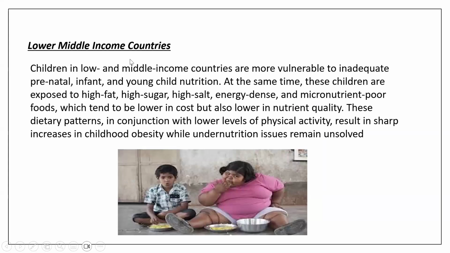Lower middle income countries are specifically prone to the double burden of malnutrition, as the children in these countries are vulnerable to inadequate prenatal, infant, and young child nutrition. At the same time, these children are now exposed to high fat, high sugar, salt, energy dense, micronutrient poor food, which tends to be lower in cost, but also lower in nutrient quality. These dietary patterns, in conjunction with a lower level of physical activity, result in a sharp increase in childhood obesity, while the undernutrition issue remains unsolved.